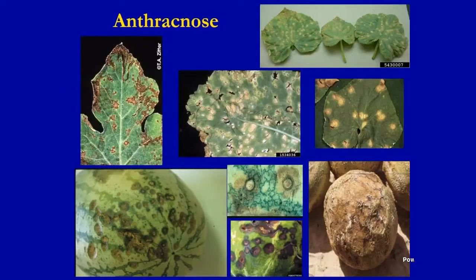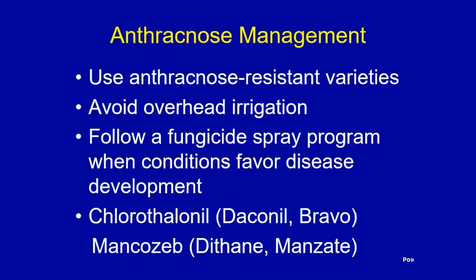Fortunately, we do have resistant varieties to this disease for watermelons and in some cases cantaloupe, and that'd be the best control. Andre referred to this as far as trying to avoid diseases in that look for resistant varieties for some of your major problems whenever they are available. With this pathogen, like most of your fungal pathogens, with any crop, you want to try to avoid overhead irrigation or limit it because this favors development of these pathogens. You want to follow a fungicide spray program when conditions favor disease development.